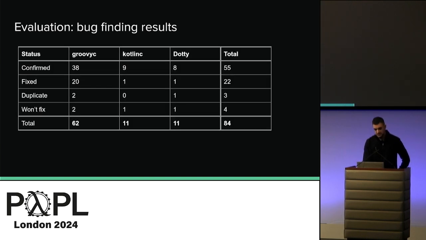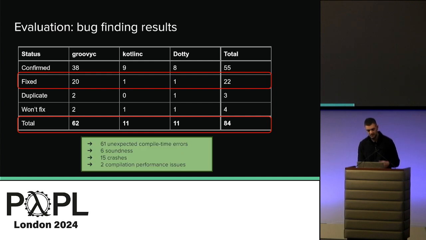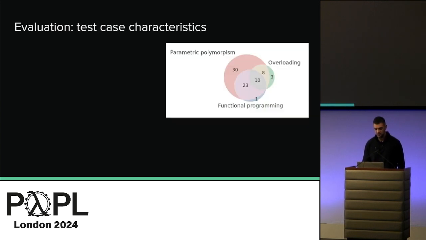We evaluated our approach on 3 compilers, the Groovy compiler, the Kotlin compiler, and Dotty, and we have found 84 issues, of which 22 have been fixed. 61 were unexpected compile-time errors, meaning that the compiler rejects a well-typed program. We have found 6 soundness issues, 15 crashes, and 2 compilation performance issues.